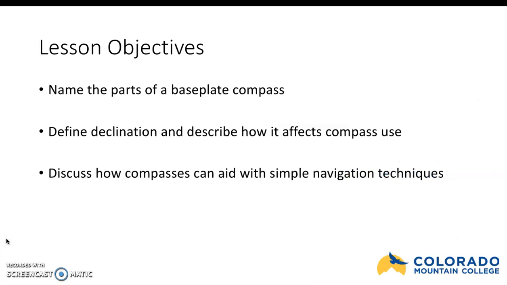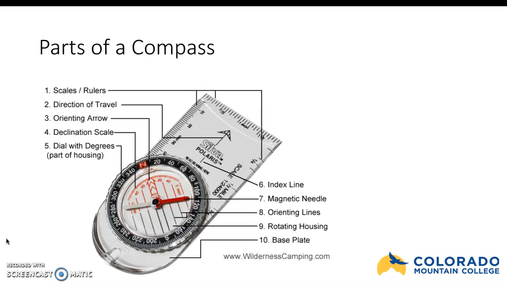and I kind of want to run through parts of the compass, define declination and its effects on map and compass use, and lastly, kind of discuss some ways that compasses can aid with simple navigation techniques. This was something that we were definitely going to do in the field during our session 3 on campus, but here we are online. So hopefully this can help. I know we've done some of the digital navigation with regards to Caltopo and Avenza. There's a whole host of resources out there, but I think it's good to know the analog techniques as well.